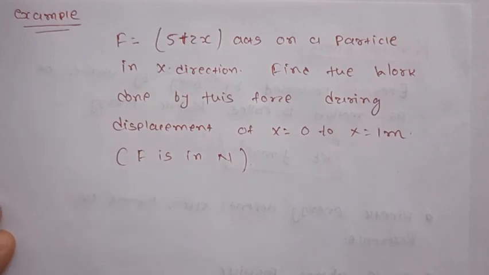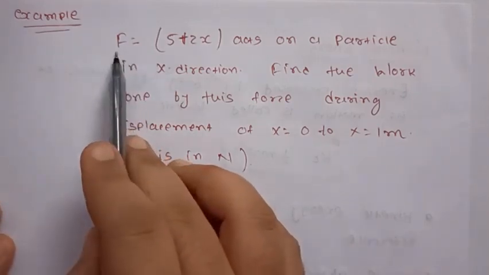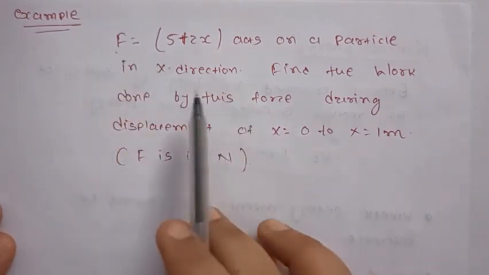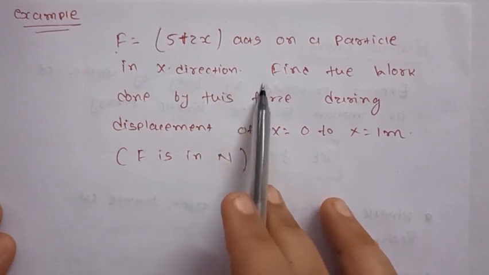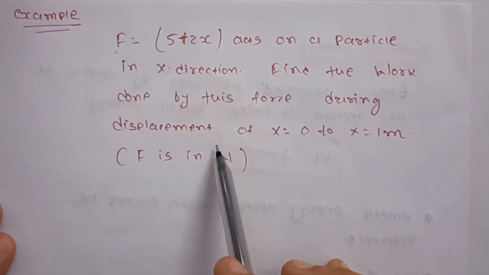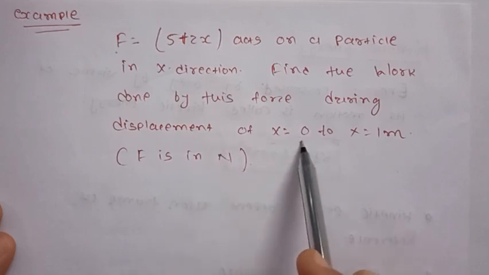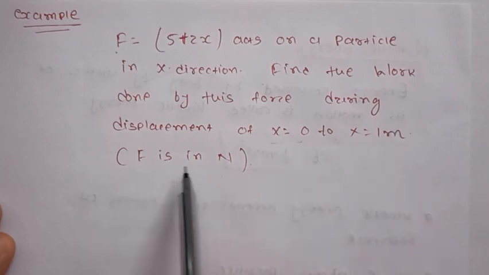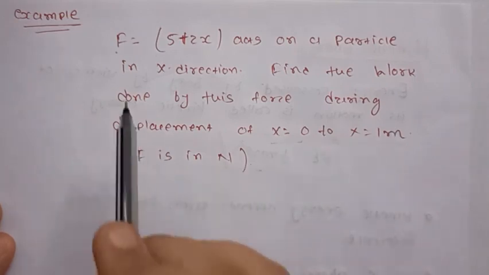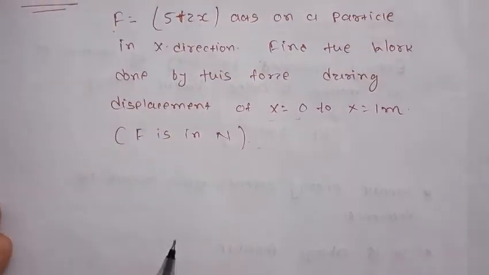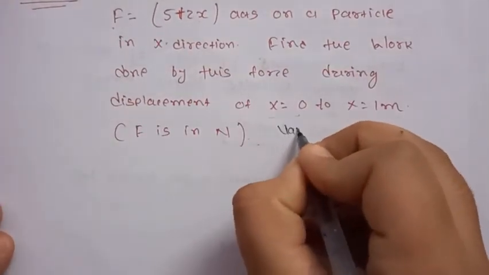Now let us see one more example on variable force. Here force is given as 5 plus 2x. It acts on a particle in x direction. We want to find the work done by the force during its displacement from x equals 0 to x equals 1 meter. The force is in Newton. Here force is a function of position, so it is the case of variable force.